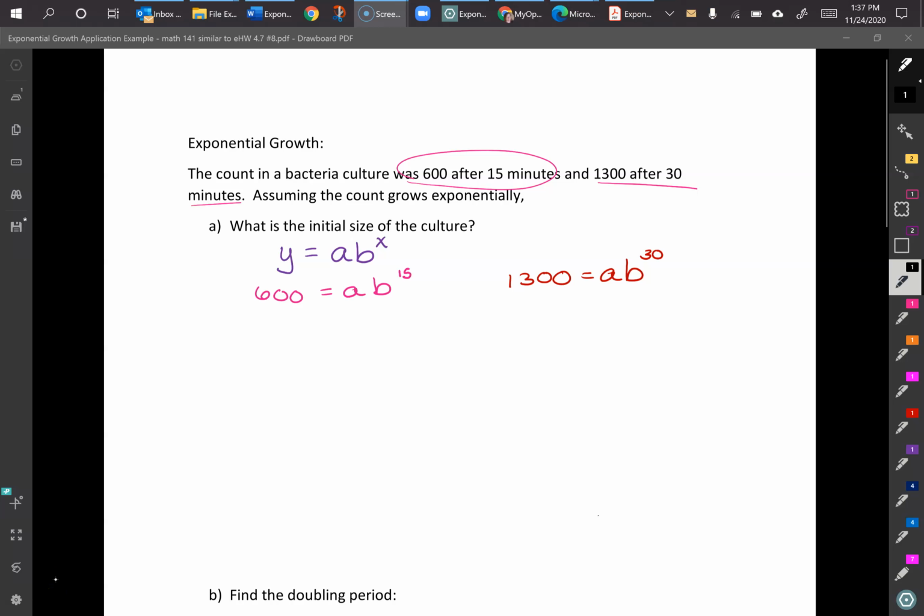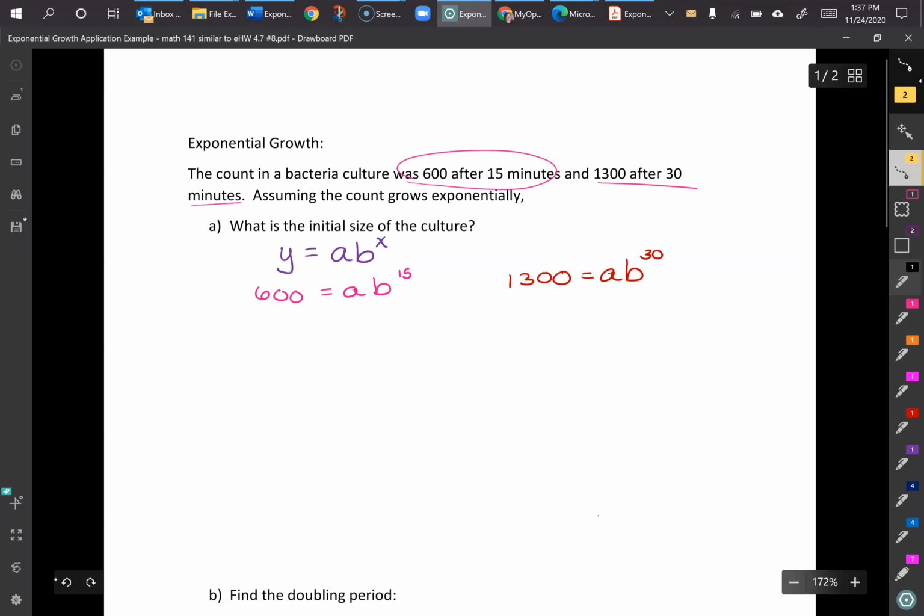This problem goes along with 4.7 electronic homework in my open math, number 8. Different numbers, but it's the same process. We can't just use base e because it's not continuous growth. So we are going to figure out what our base is. We have information given to us that we can plug in. So I've done that here.